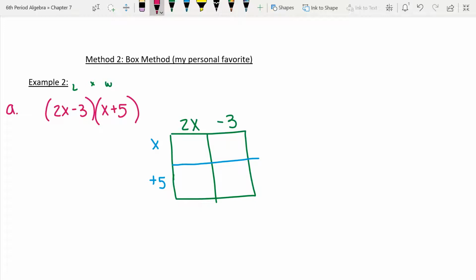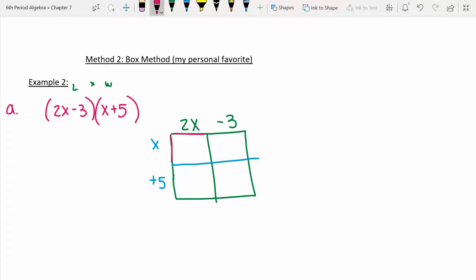It's another reason it's a personal favorite because it's relating it back to another class. Now, within each little mini square, what happens is we do mini length times width, and we're going to find the answer and put it in the box. So if I start here in the top left, what I'm multiplying is 2x times x. So technically, I'm multiplying a length and a width of a mini box.